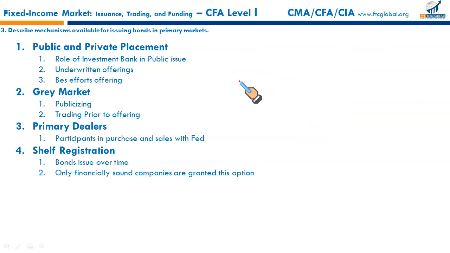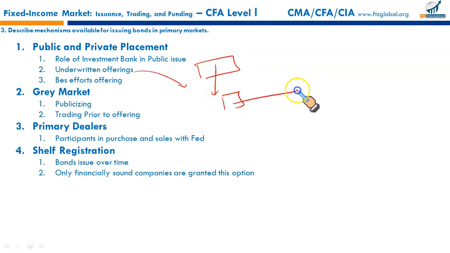Now, there are two arrangements with investment bankers. Either it's an underwriting offering, in which all the bonds are bought by the underwriters, the investment banks, and these investment banks then sell the bonds to the public. This is one arrangement, where all the bonds are purchased by the investment bank, which then sells them in the market. Or the second option is the best effort offering, where the investment banker, for a commission, agrees to sell the bonds and will put their best effort into selling as many bonds as possible.